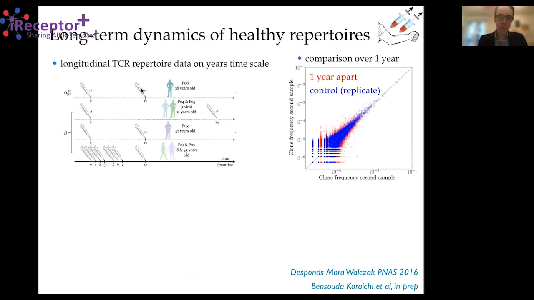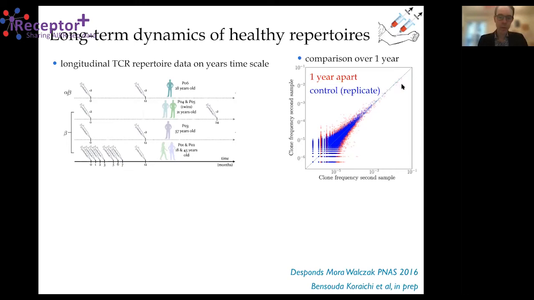So we collected data from the various studies that we found where such data was possible, because usually people collect data in the context of disease, of course. So these are just healthy people, and two repertoire time points were taken over the span of 1 or 2 years. And we also had alpha, beta chains, different kinds of technologies, different labs. The idea is to ask how the repertoire changes over these long time scales. And to give you a sense of the magnitude of those changes, you see they're quite subtle.